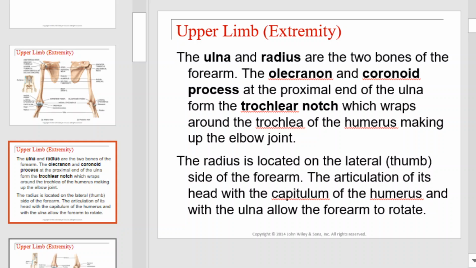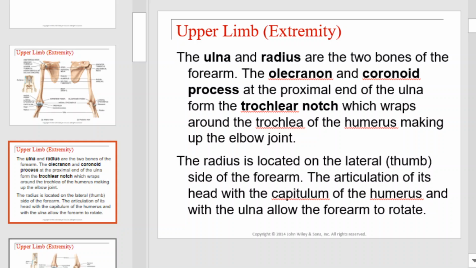The ulna and radius are the two bones of the forearm. The olecranon and coronoid process at the proximal end of the ulna form the trochlear notch, which wraps around the trochlea of the humerus, making up the elbow joint.